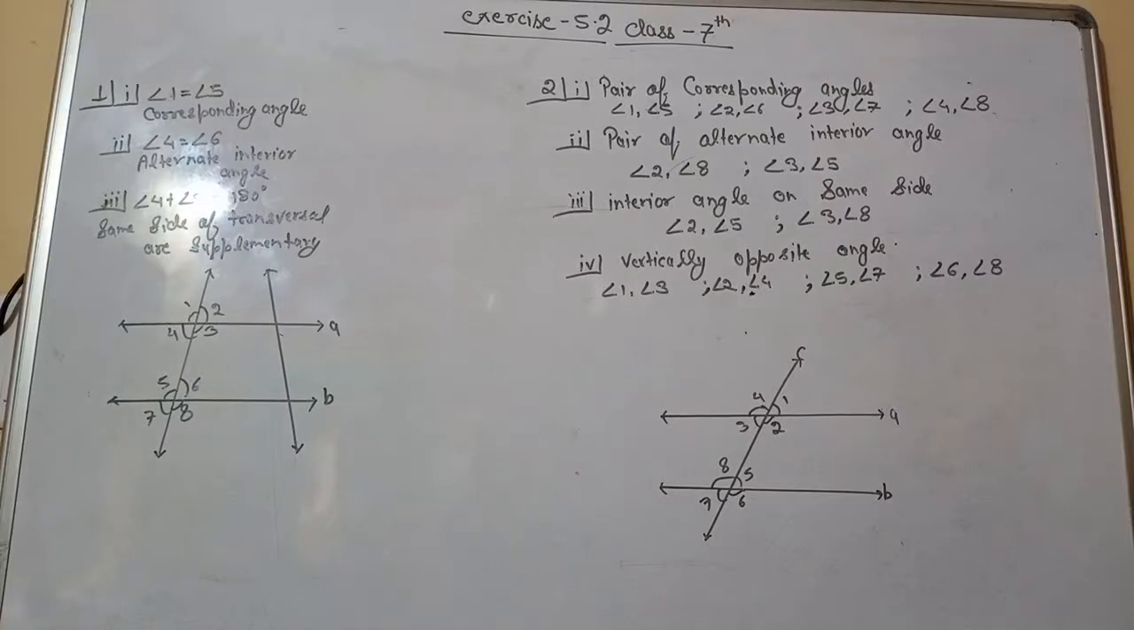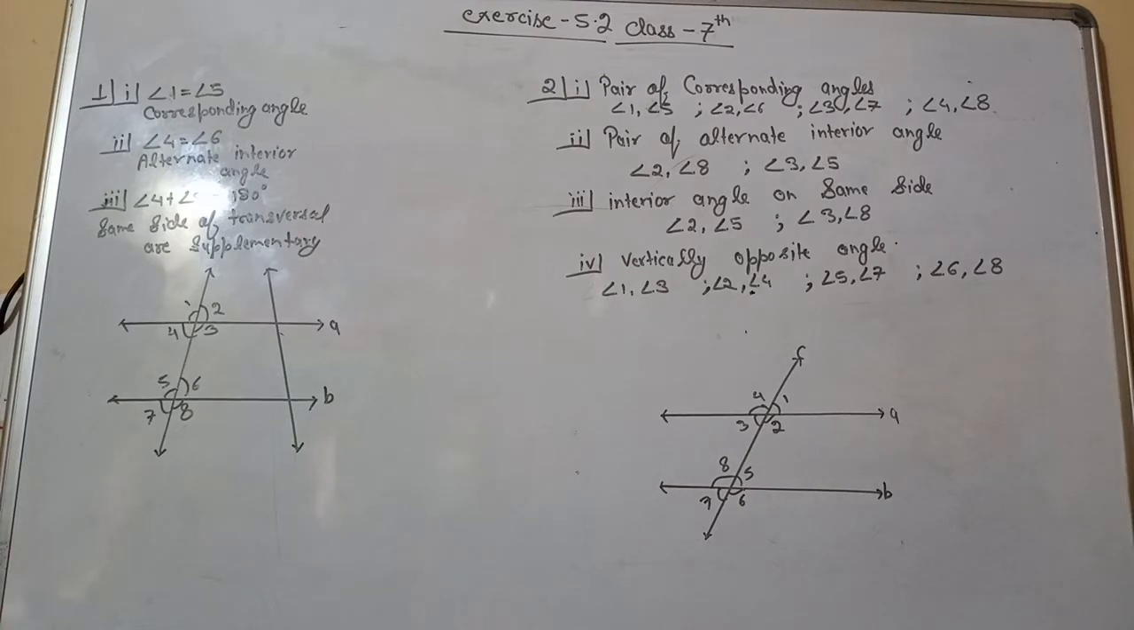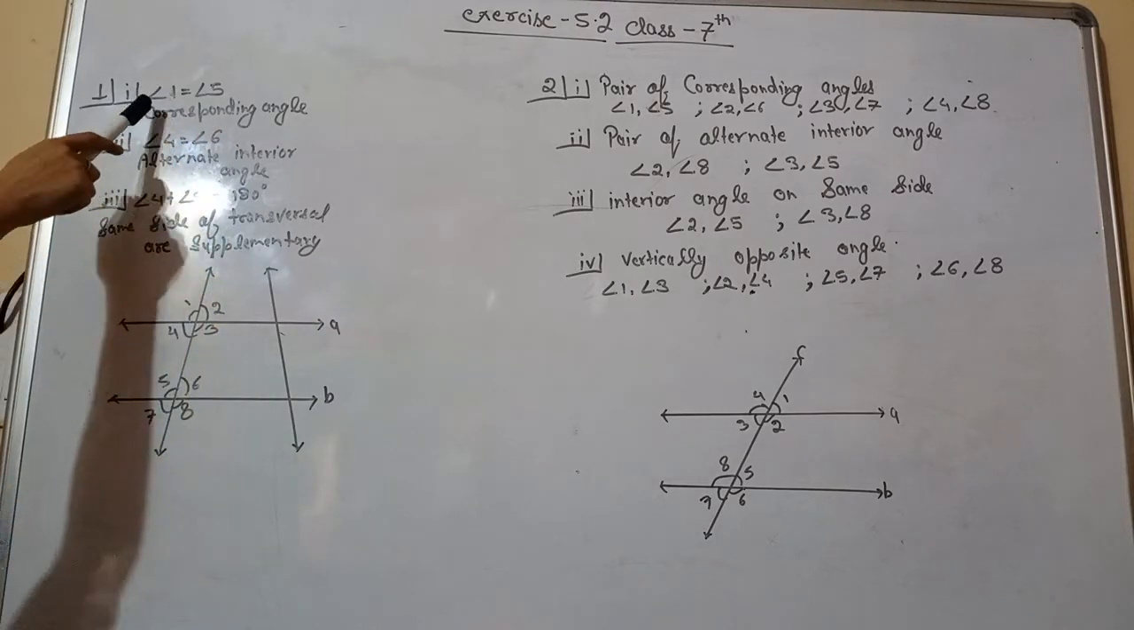Students, in this exercise 5.2 we will study parallel lines and transversal, and we will study properties of that. Okay, so question number 1 is given. State the property that is used in each of the following statements when A and B are two parallel lines and there are two transversals on it. So A parallel to B and angle 1 equal to angle 5.